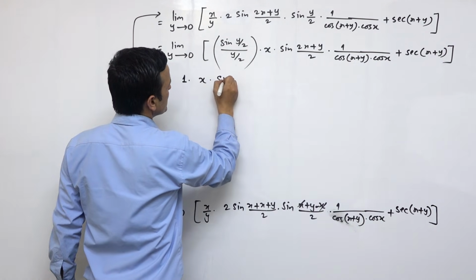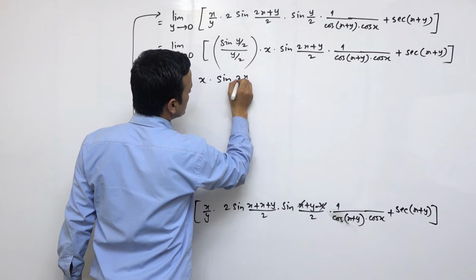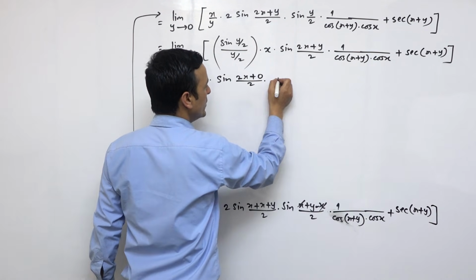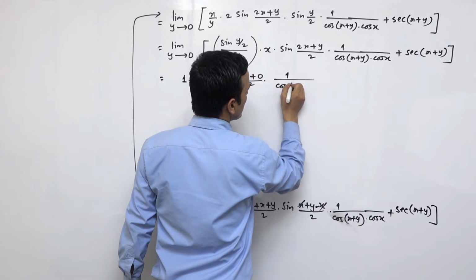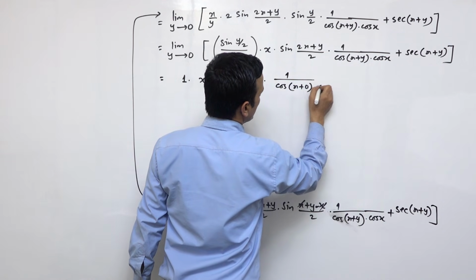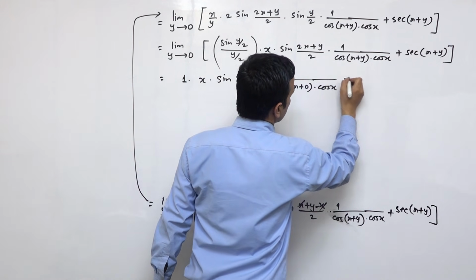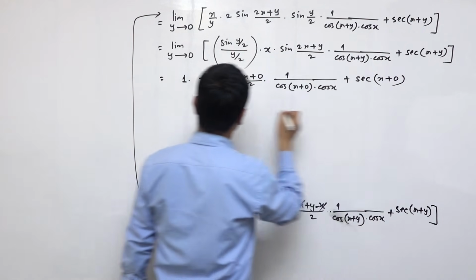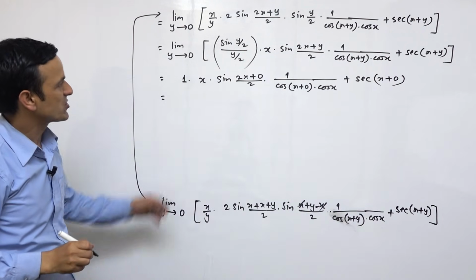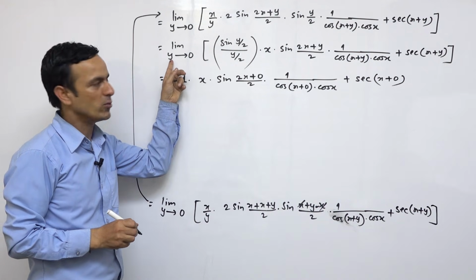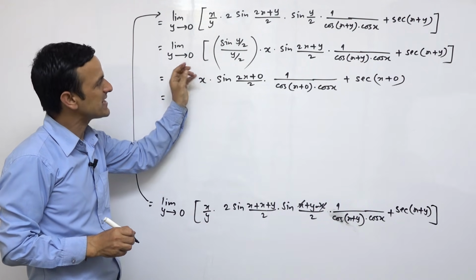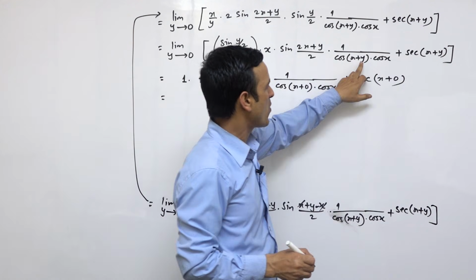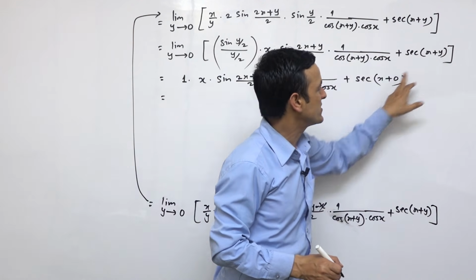So sin 2x divided by 2, y is 0. So write down like this, cos x plus 0 cos x and sec x plus 0. So this is the expression after substituting this limiting value. यो limiting value y को ठाउँमा जहाँ y छ त्यहाँ 0 राखौं. यहाँ y छ 0 भयो, यहाँ y छ 0 भयो, यहाँ y छ 0 भयो.